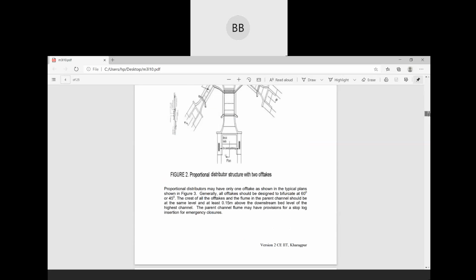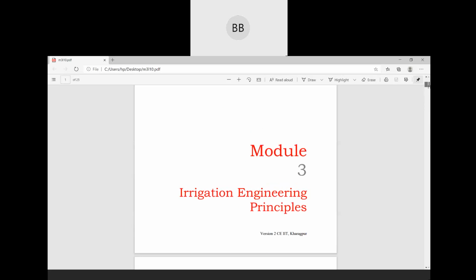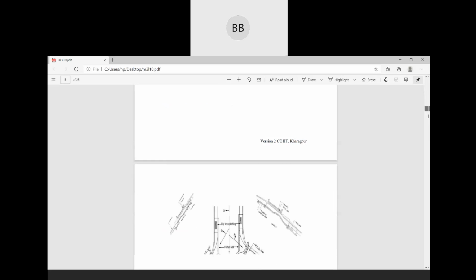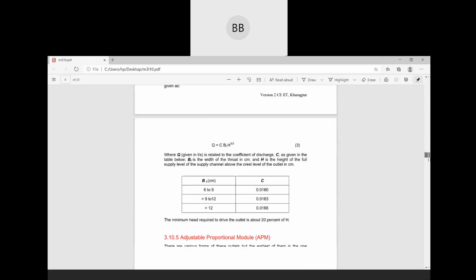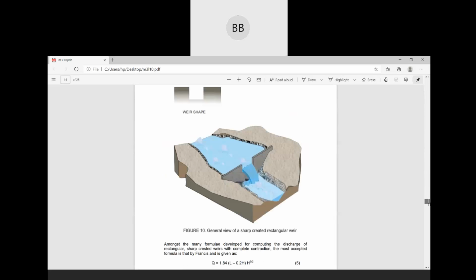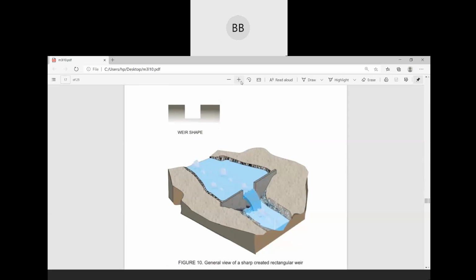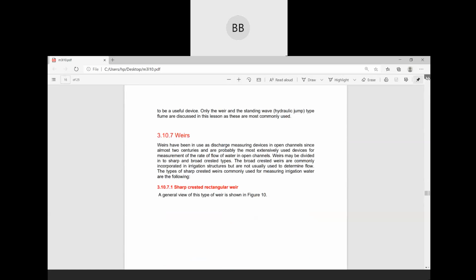So this is something I have collected from NPTEL lectures, given by IIT Kharagpur. You can go through that and you can find some very good notes related to your irrigation engineering. Those parts are related to irrigation engineering, so we are not going to discuss them. We will directly go to the weirs. So this is your first.